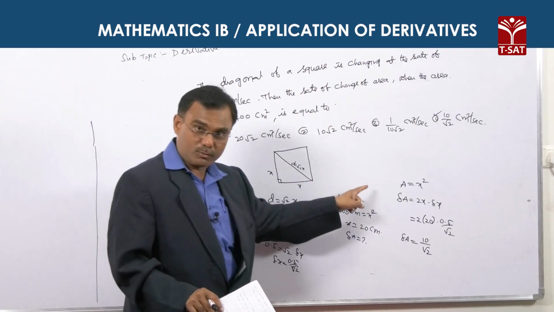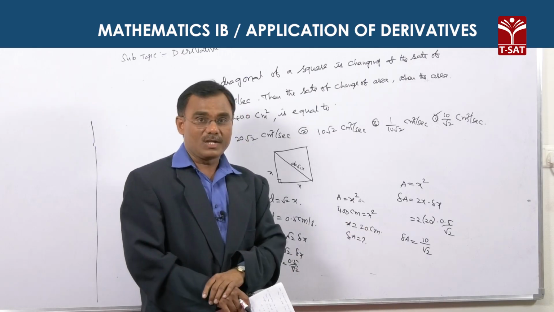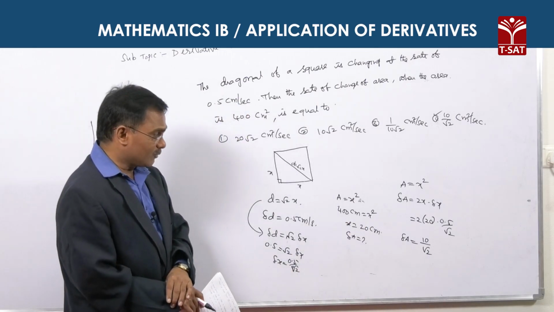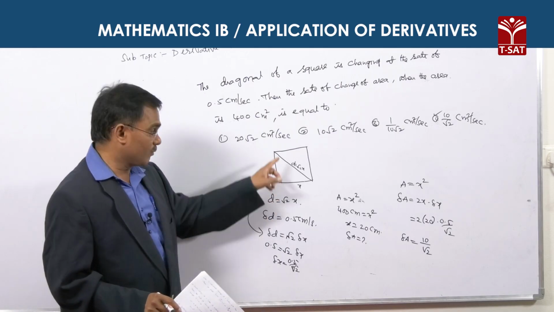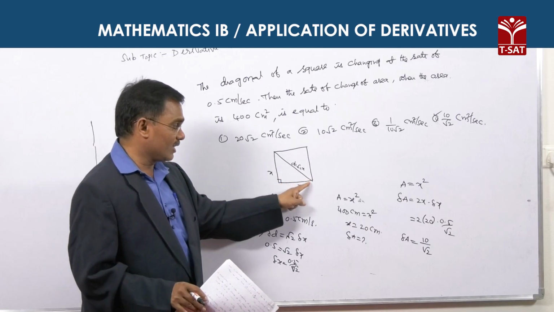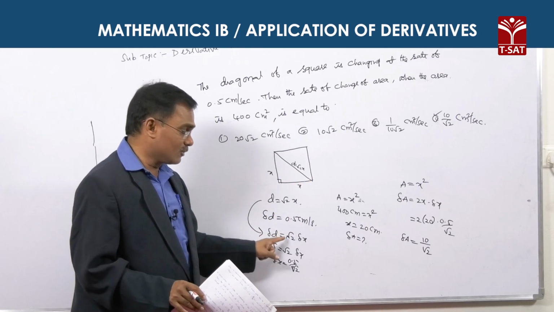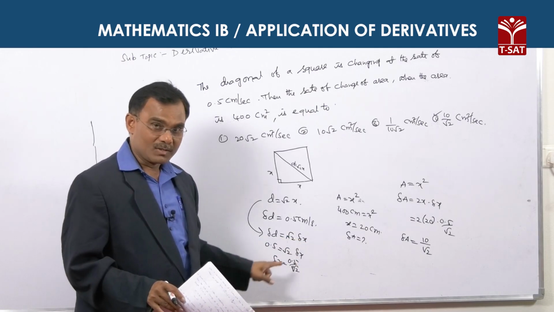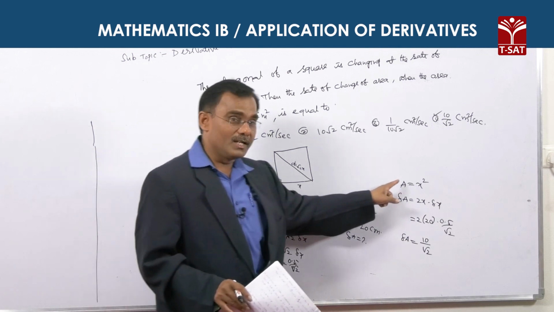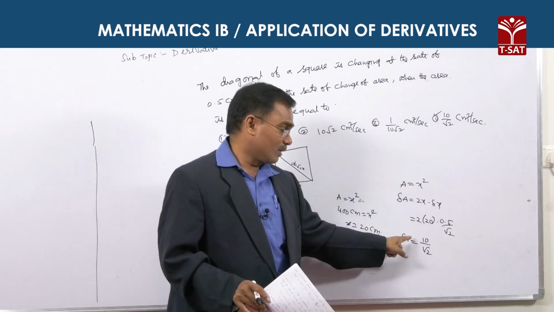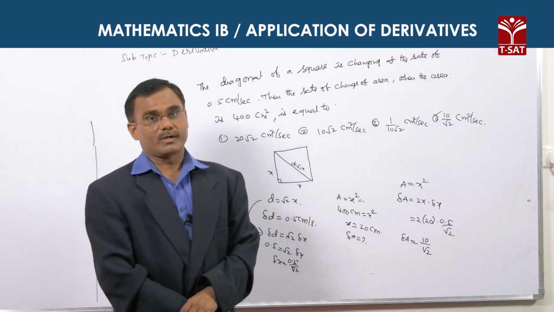Area is 400, so the length of the side x is 20 centimeters. Then what is the rate of change in area? The diagonal d is equal to root 2 x, so the rate of change in diagonal is equal to root 2 into the rate of change of the side. From this we get the rate of change of the side. We know that the area of the square is A equal to x squared, and from that the rate of change in area delta A is equal to 10 by root 2 centimeter square per second.